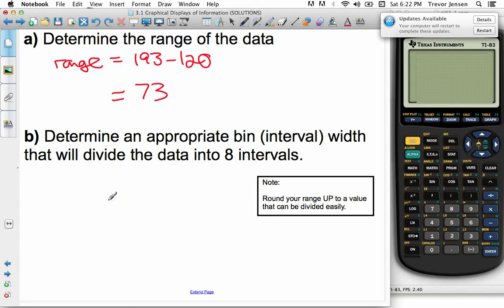So I need to figure out, okay, how big should my intervals be in order to cover a range of 73, and the question tells us we want 8 intervals. The question will always tell you how many intervals you should have, and it'll always be somewhere between 5 and 10 intervals. That makes the graph easy to read. Okay, so if I want to have 8 intervals, I need it to cover a range of 73. How big should the intervals be? Well, there's a formula for that. When I'm talking about how big the intervals should be, that's called the bin width. So I'll write that here, bin width.